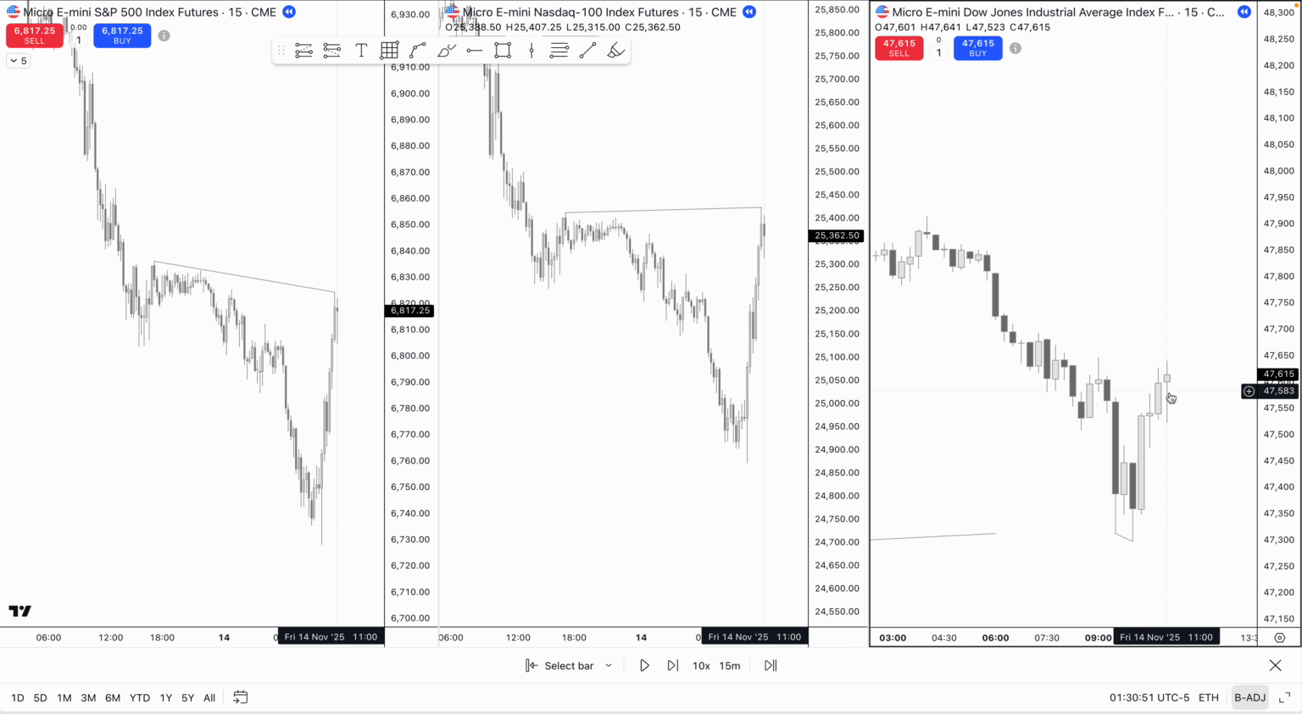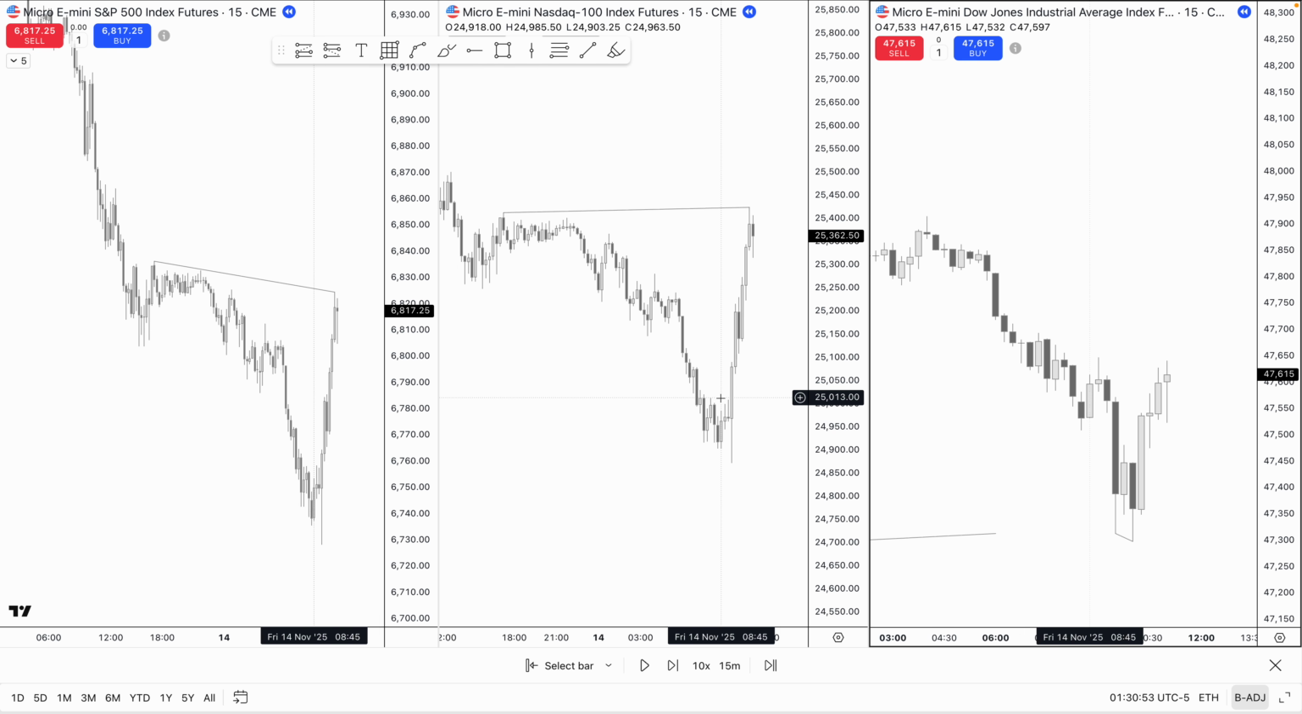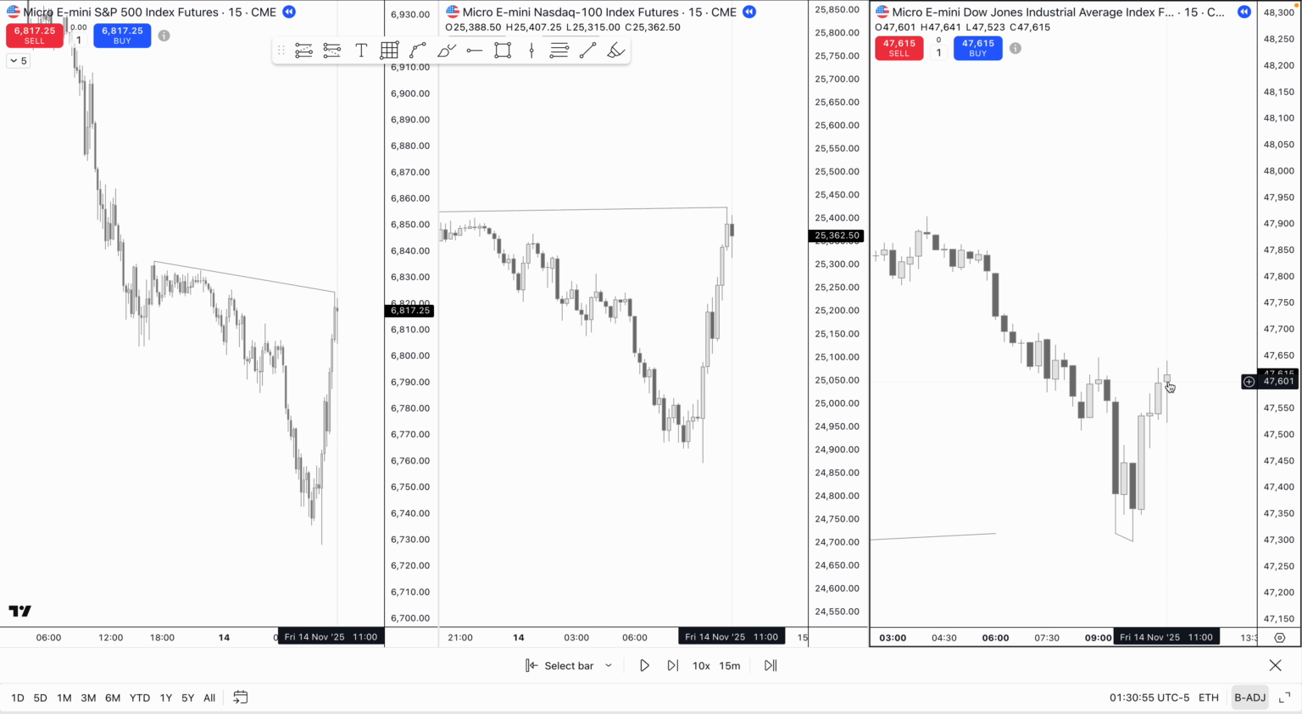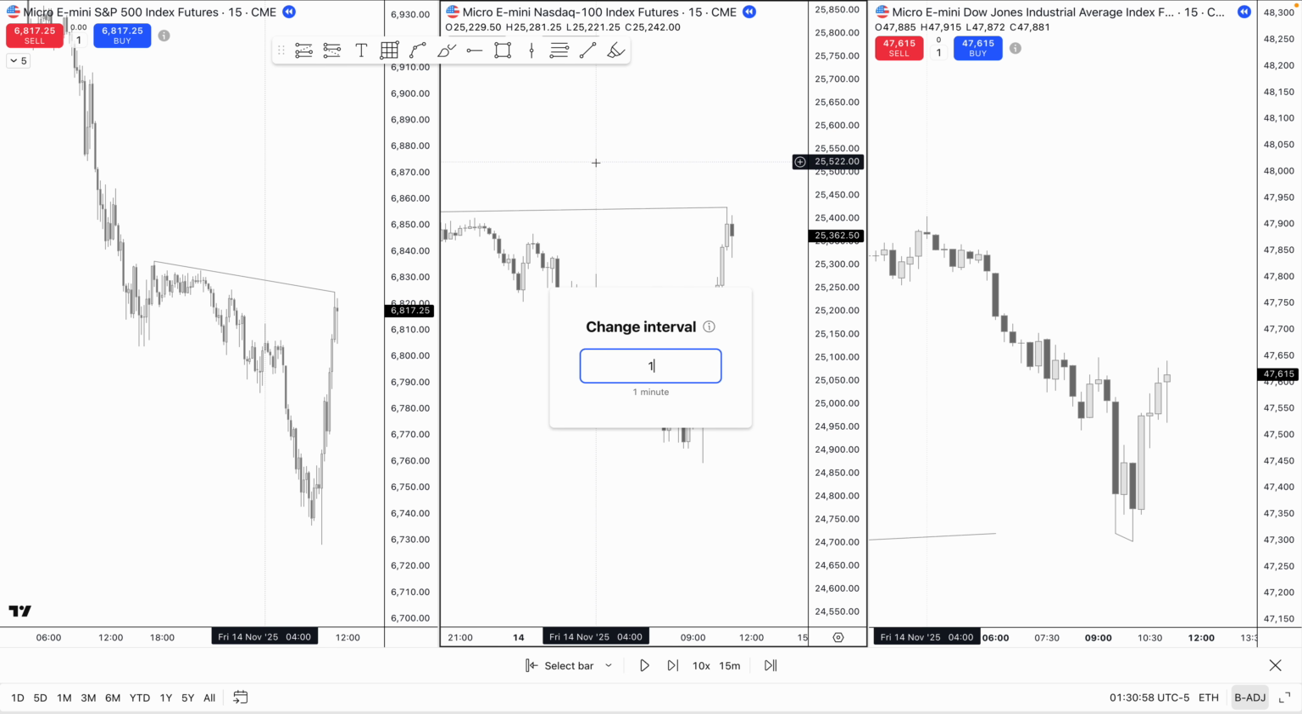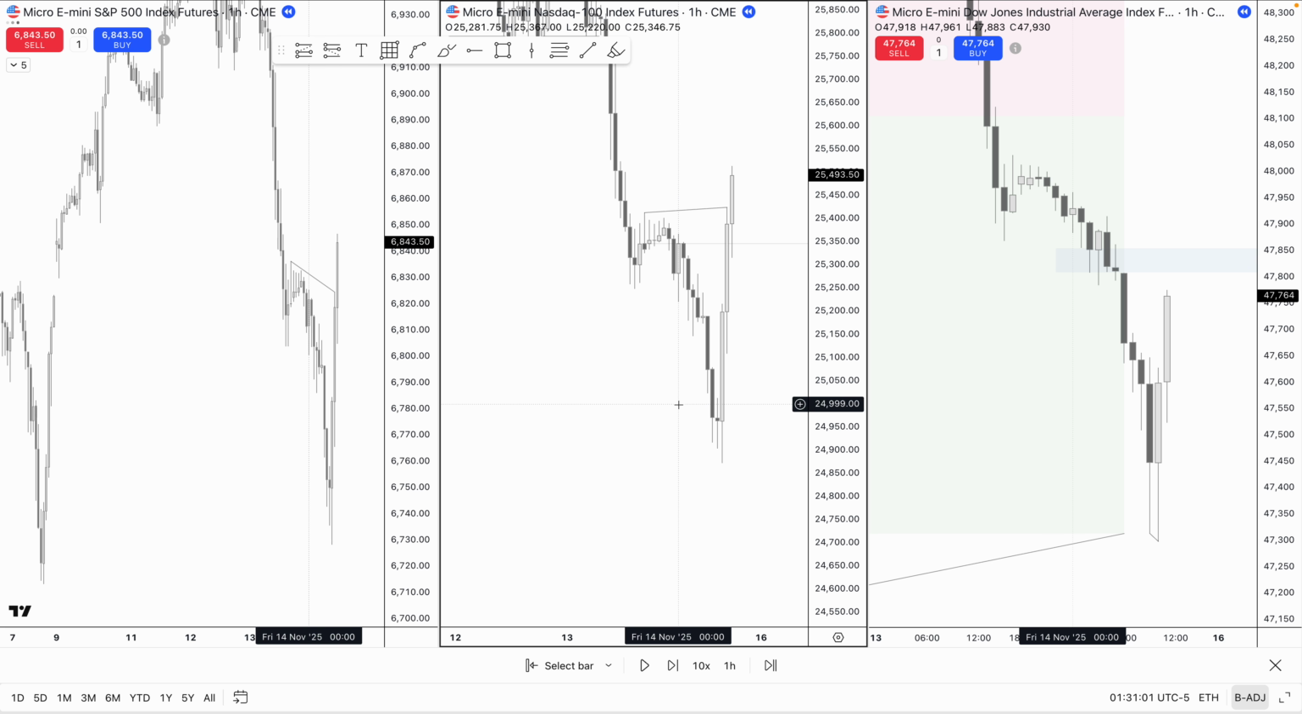Even though, look here, it's printing a bullish candle. That is the strength switch, by the way. It's a bullish candle here. Hold on. I think that was the strength switch I used. Hold on, let me see. 30-minute.